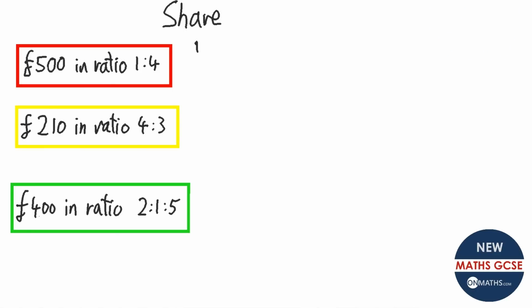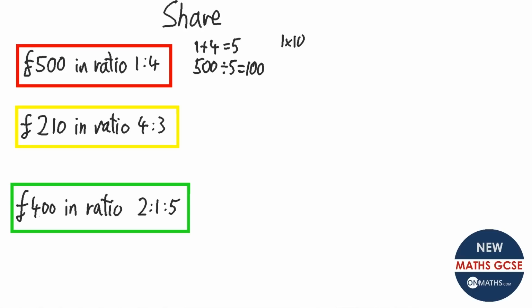Okay, so we're going to start by adding the parts together. So 1 plus 4 is 5. We're going to find out what 1 part is worth. So we're going to do 500 divided by 5, which is 100. And we're going to times both sides by that amount.